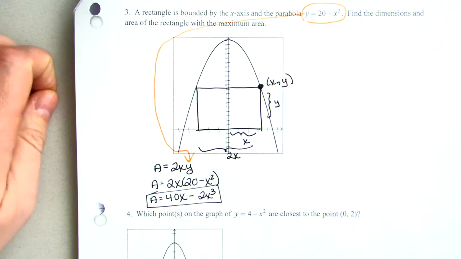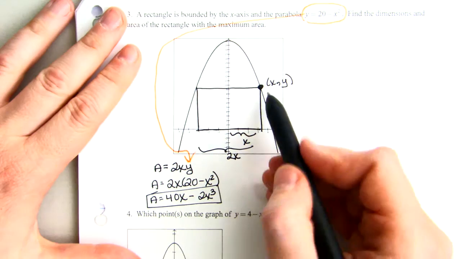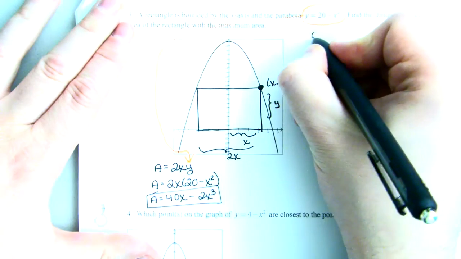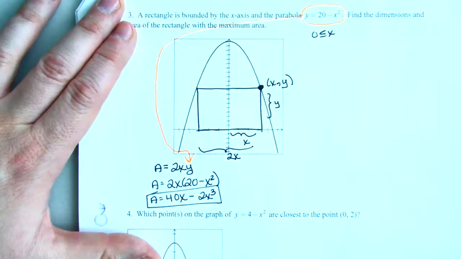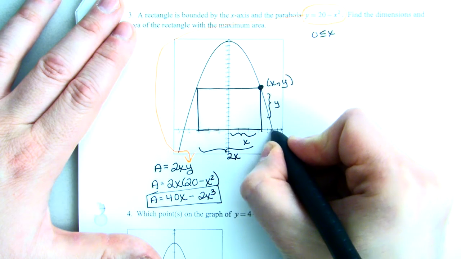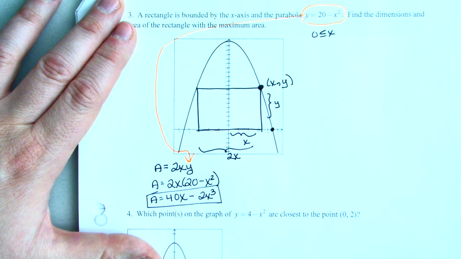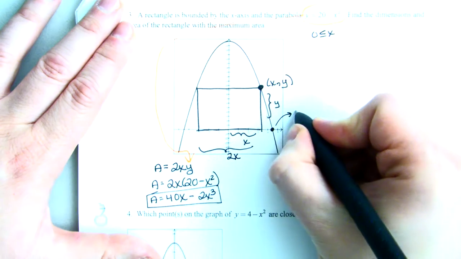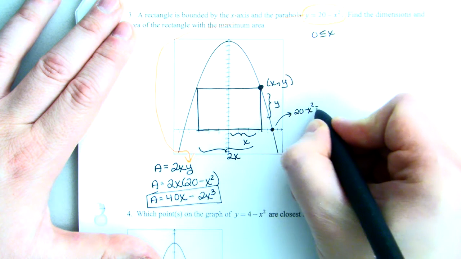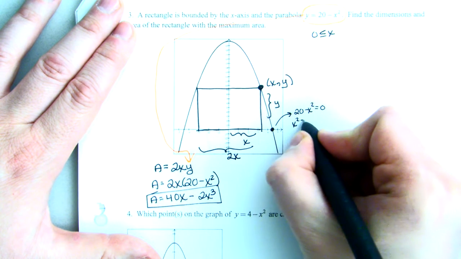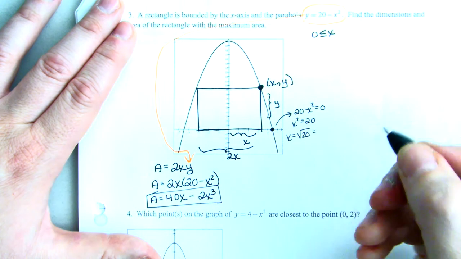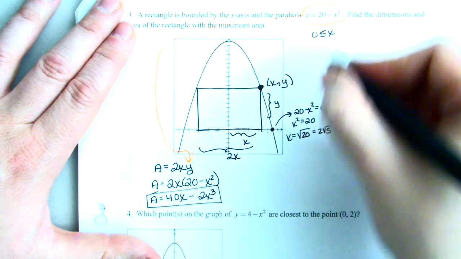Next, as for a domain, x, well, is this point, but it's also like a length of half that side. I know it's got to be greater than or equal to 0. I also know that x can't be greater than whatever this point is over here, the x-intercept of my parabola. Well, we can find the x-intercept of the parabola by taking the formula for our parabola, setting it equal to 0. We'll get x squared equals 20. x equals square root of 20, because I know it's got to be something positive. I'm thinking 2 root 5.